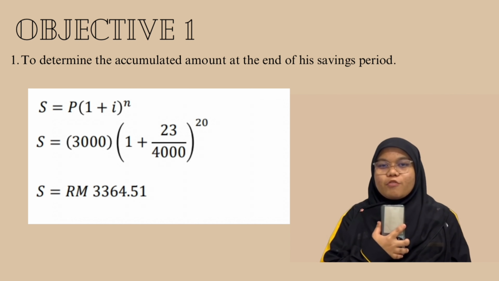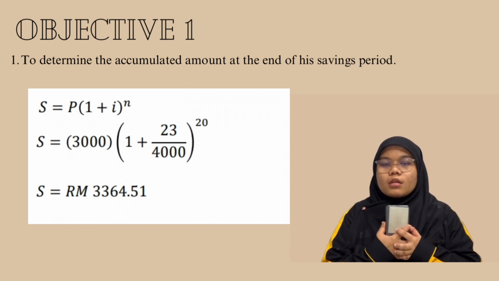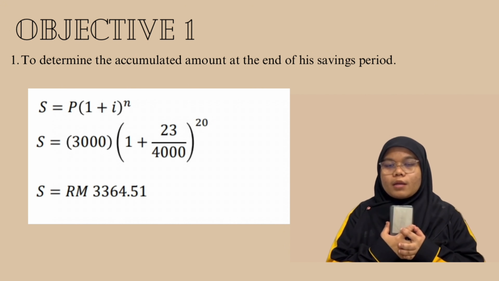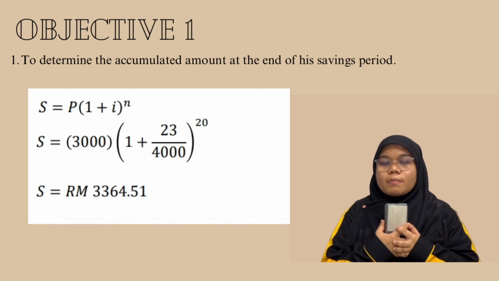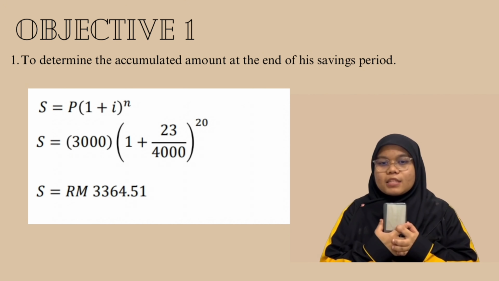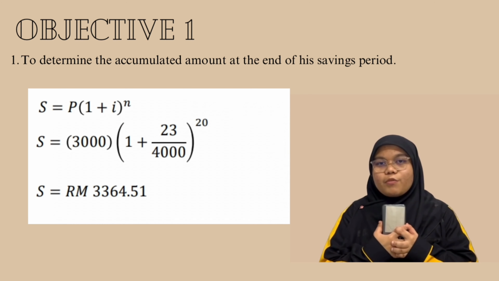Moving on to objective 1, to determine the accumulated amount at the end of his saving period. We need to use the formula S equals P multiplied by 1 plus I to the power of N. So S equals 3,000 multiplied by 1 plus 23 over 4,000 to the power of 20. S equals RM 3,364 and 51 cents.